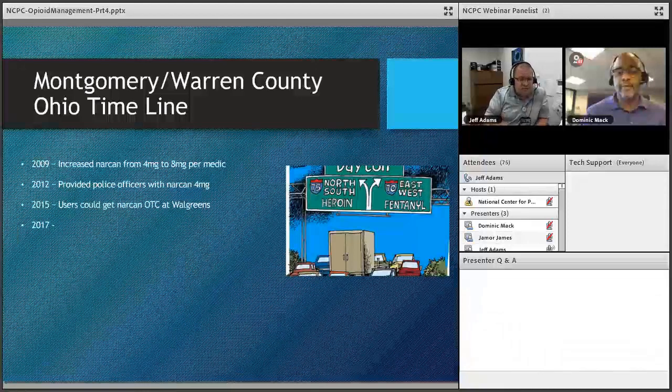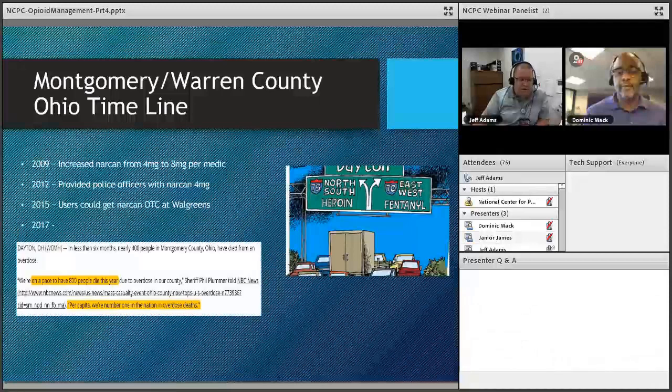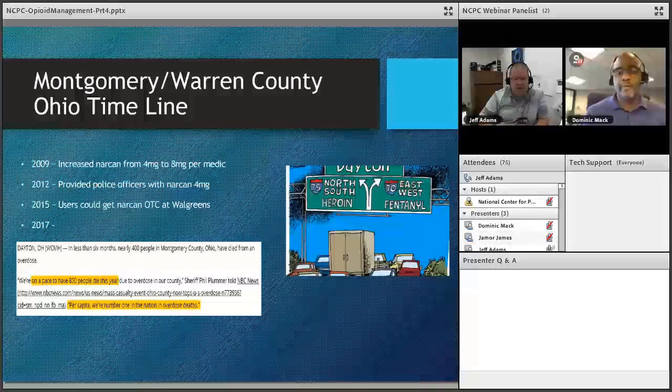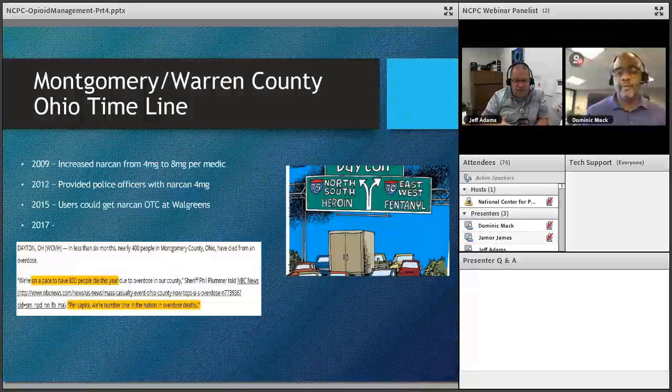So in 2015, they actually opened it up so now it was over the counter at Walgreens. Anybody could go in and get it. And then in 2017, Dayton, Ohio actually became, per capita, number 1 in the nation for overdose deaths. So even though we increased the Narcan and accessibility of it, the drugs that were being put out kept getting stronger and stronger because they knew they could reverse it.